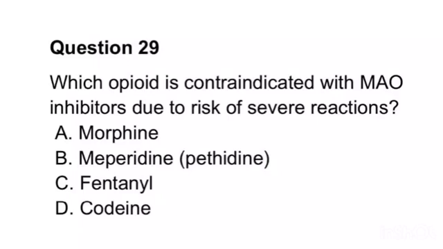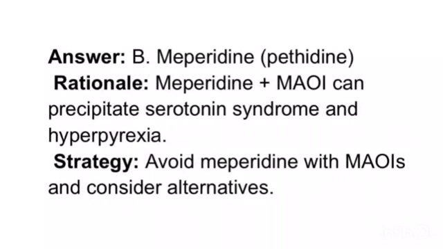Question 29. Which opioid is contraindicated with MAO inhibitors due to risk of severe reactions? A. Morphine. B. Meperidine, pethidine. C. Fentanyl. D. Codeine. Answer, B. Meperidine, pethidine. Rationale, meperidine plus MAOI can precipitate serotonin syndrome and hyperpyrexia. Strategy, avoid meperidine with MAOIs and consider alternatives.